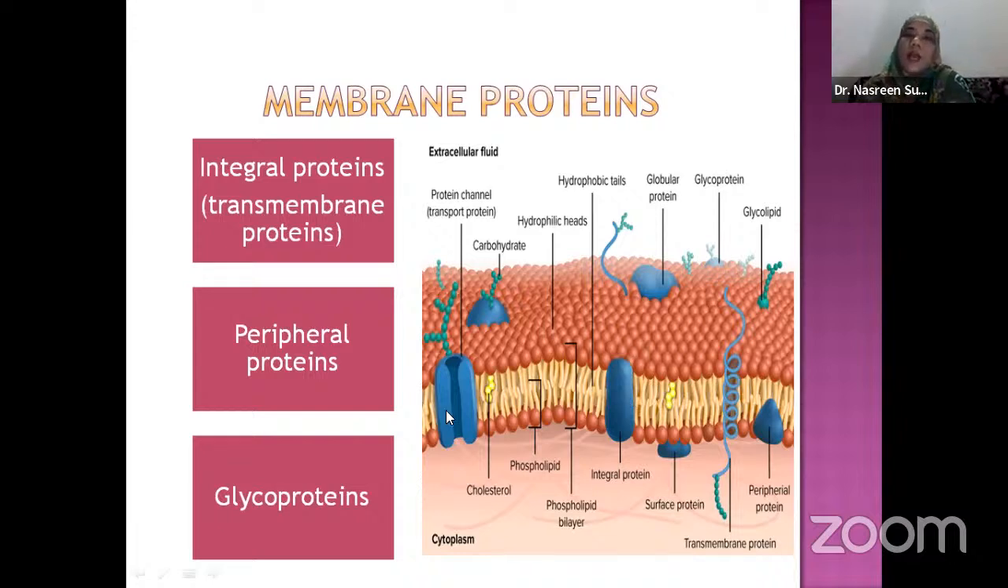Then you have peripheral proteins, means just above the surface. You can see this is the head of the phospholipids, right? So just above the surface, some will be floating. They will be called peripheral proteins. Just on the surface, they will be present. Then you have glycoproteins. See here, this one. These proteins will be attached to a glucose, any sugar molecule. That will be called a glycoprotein. Is it clear till here, ma'am?